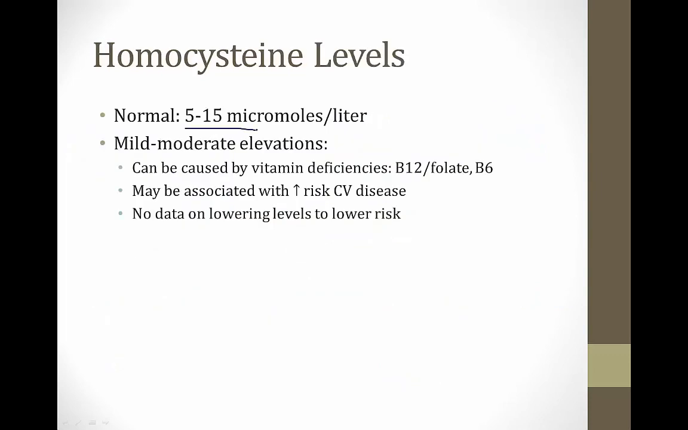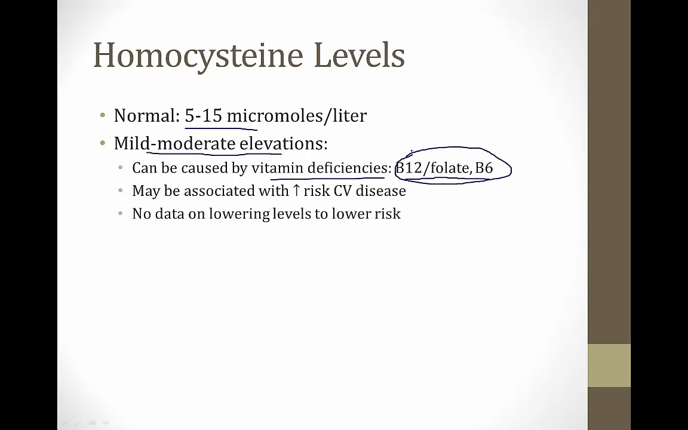A normal homocysteine level is about 5 to 15 micromoles per liter, but many patients have mild to moderate elevations. These can be caused by vitamin deficiencies. If you're deficient in B12, folate, or B6, all of these vitamins are involved in the metabolism of homocysteine, and they can lead to elevated levels.